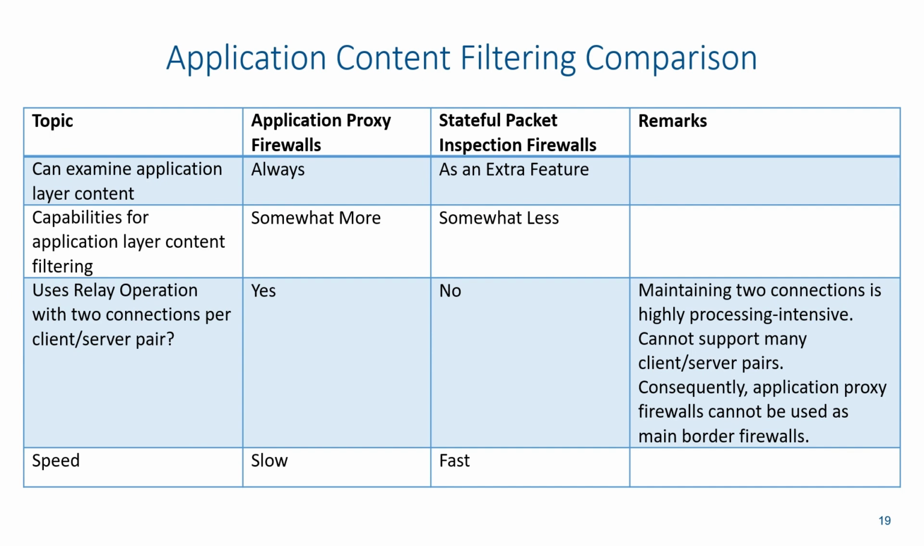So here's a comparison between the application proxy firewalls and stateful packet inspection firewalls. You'll notice here at the bottom that the speed of application proxy firewalls is slow, and for stateful packet inspection firewalls is fast. The good thing is that you can use the two of them. So you use the stateful packet inspection firewalls to quickly scan packets and send them through. And then you use the application proxy firewalls for a specific application layer content that comes through.